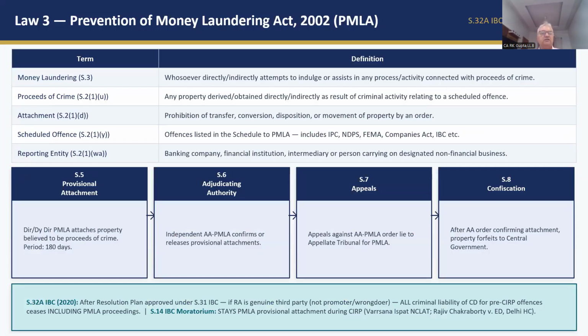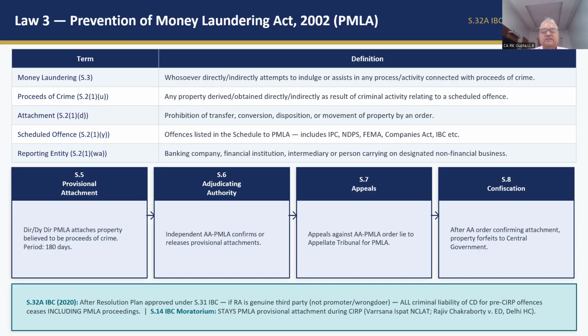Next law to be covered here is the Prevention of Money Laundering Act, 2002. Section 3 says, whosoever directly or indirectly attempts to indulge or assists in any process or activity connected with proceeds of crime. Now, what is important here is the proceeds of crime. So the Prevention of Money Laundering Act is attracted only when the activity is connected with proceeds of crime. If you are indulging, if you are assisting in any process or activity connected with proceeds of crime. Now, what is proceeds of crime?